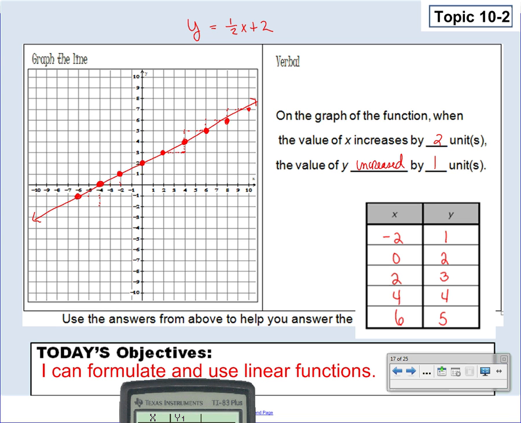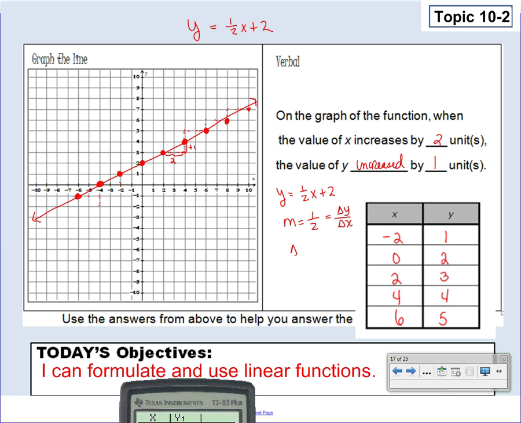That means as I moved 2 units to the right, which is a positive direction, I had to move 1 unit up, which is a positive direction. This can also be related to our slope. If I look at the equation, y equals 1/2 x plus 2, we see that the slope is equal to 1/2. Remember that the slope is the change in y over the change in x, so how far you rise over how far you run.